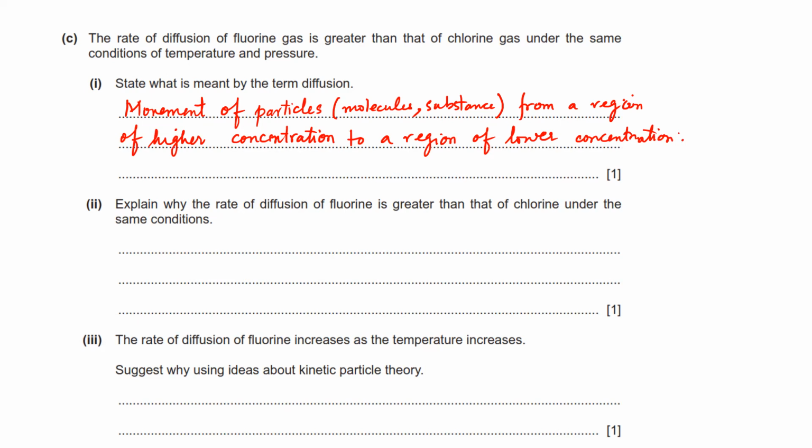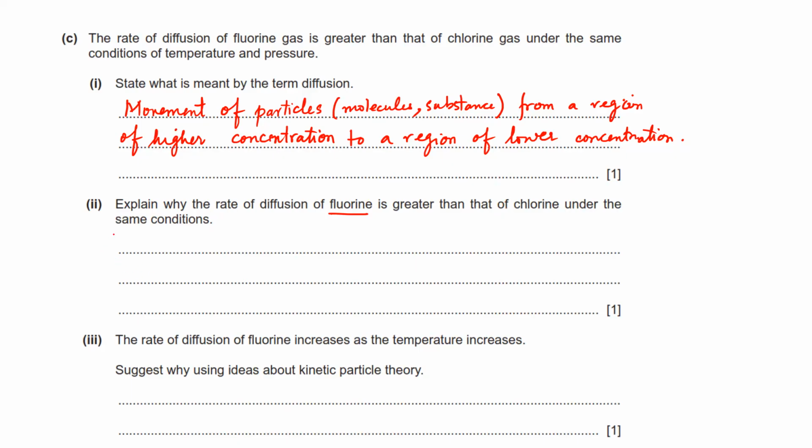Okay. This is the definition of diffusion. Then part 2, it says explain why the rate of diffusion of fluorine is greater than that of chlorine under the same condition. So fluorine gas is much lighter than chlorine gas.